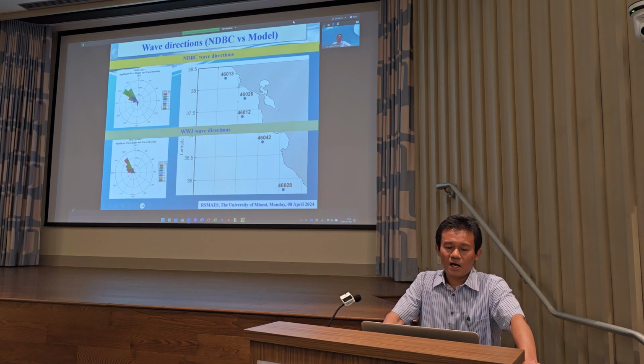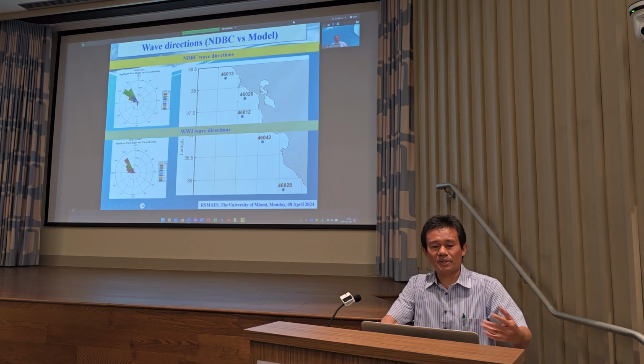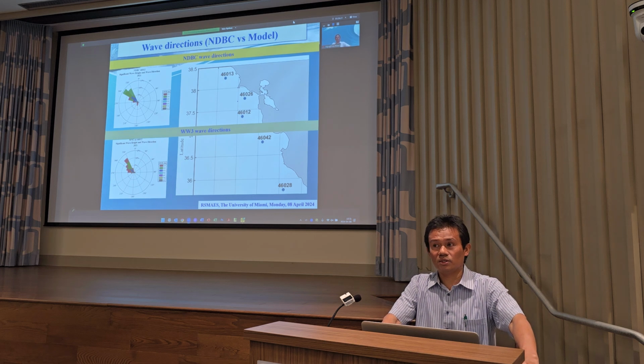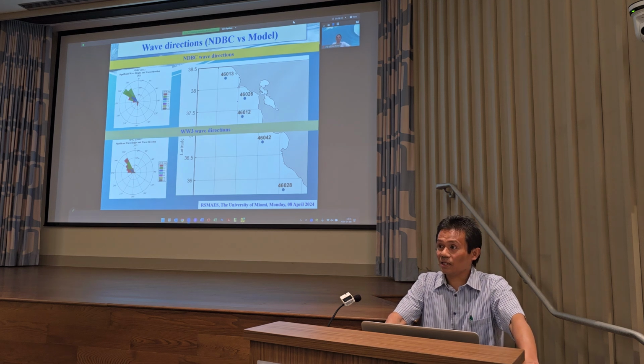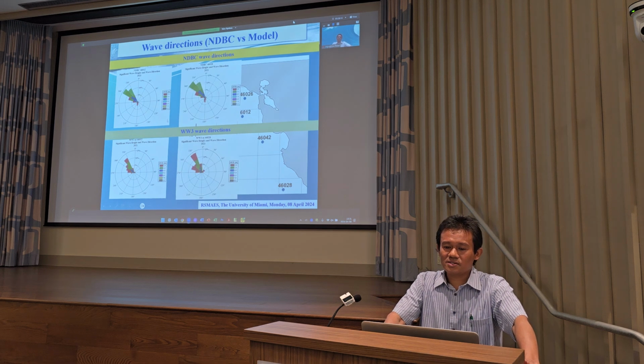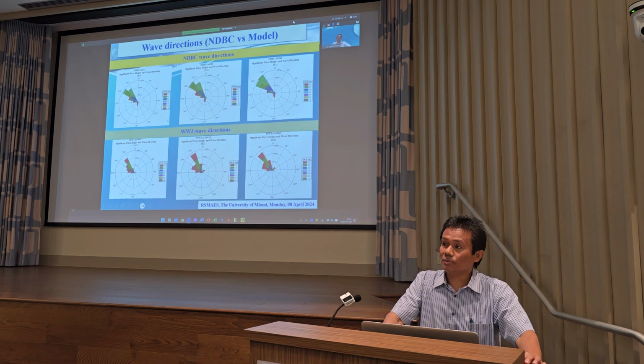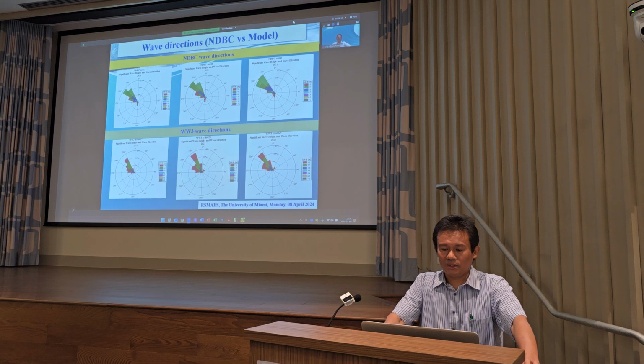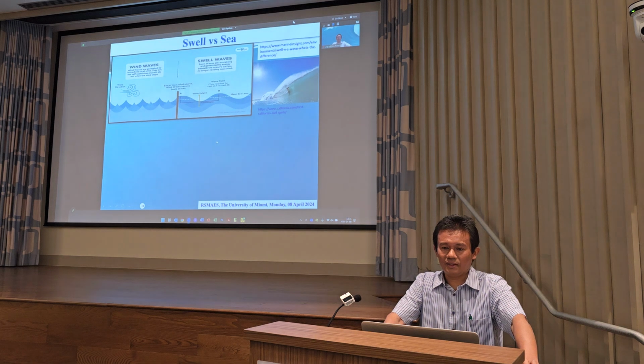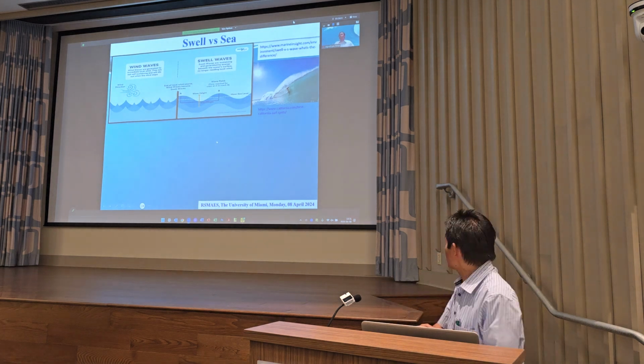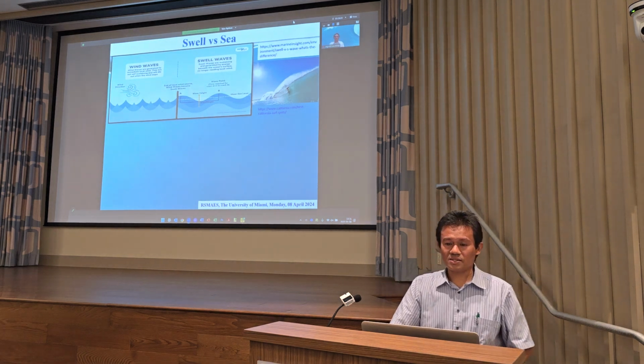So how do we compare precisely? Well, we need to compare using statistics again. But in general, we just saw that the wave directions based on the buoy and the model are similar. So that's wave directions, and the last topic I'm going to share is sea and swell.